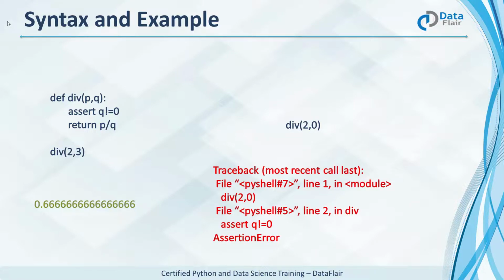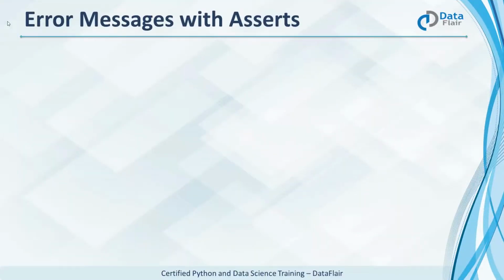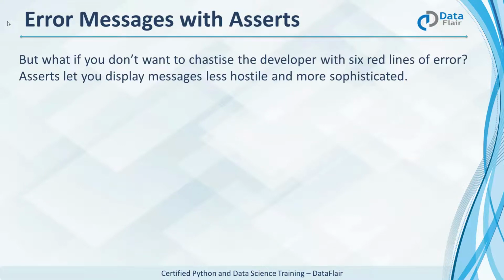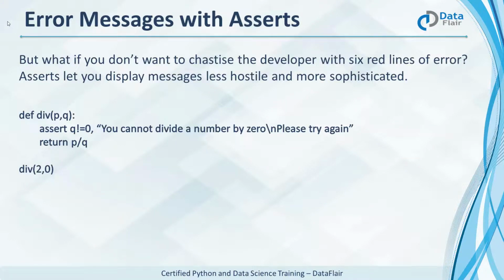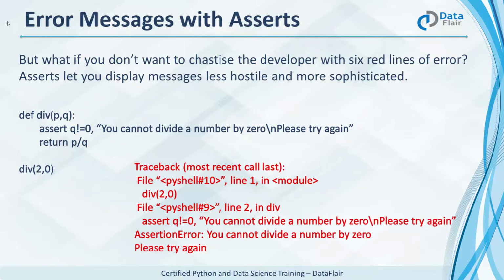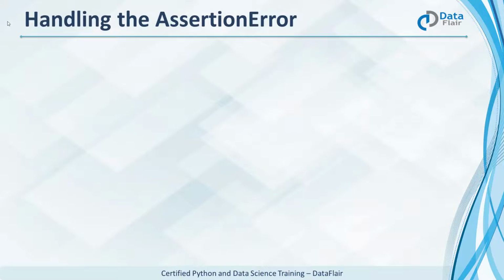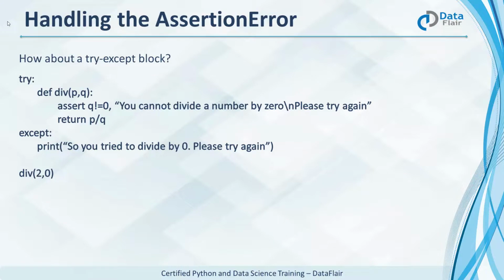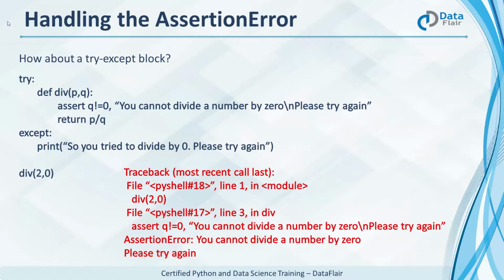But this traceback seems to be quite unpleasing. Can we make this a bit more appeasing? We can provide an error message with this exception here. Divide 2 by 0 still gives us a long red traceback, probably even longer, but adds our own exception message to it. And if we add a try-except block to this, we put the divide function in the try block. We also print out a message in the except block. Now dividing 2 by 0 still prints out an ugly traceback.